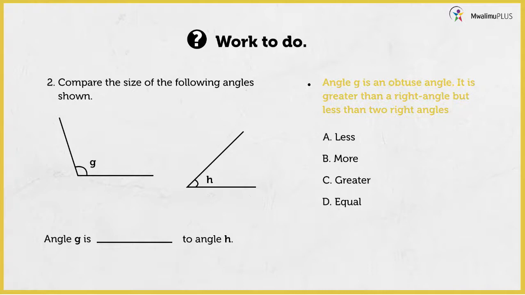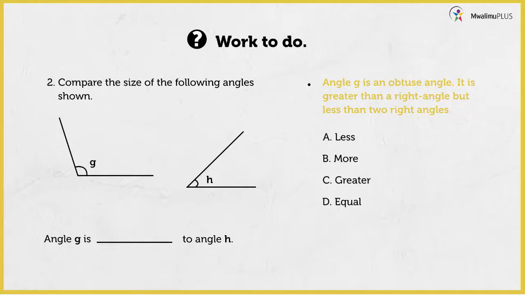Good. The way you have said that, first of all, you need to identify the angle by saying that angle G is an obtuse angle. The way you can see it, it's an obtuse angle. You can also say that it is greater than a right angle. That's why we call it an obtuse angle, but less than two right angles. So an obtuse angle is greater than a right angle, but less than two right angles put together. What about H?